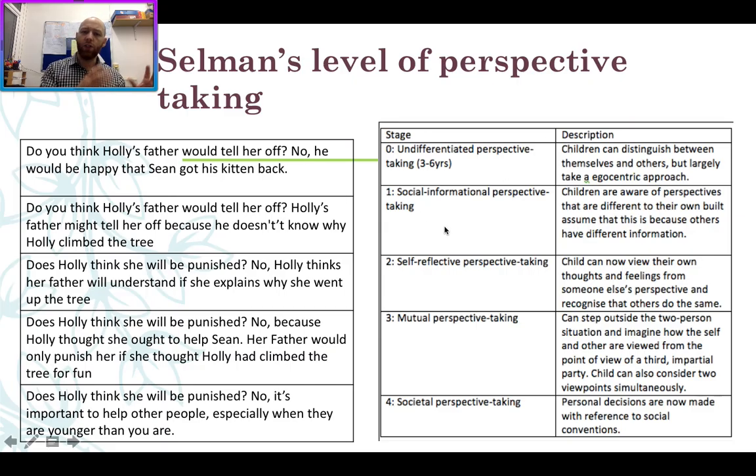The next stage then is social information perspective taking. This is where children are aware of perspectives that are different from their own, but they assume this is because they have different information.